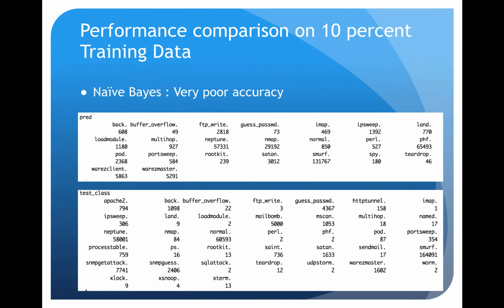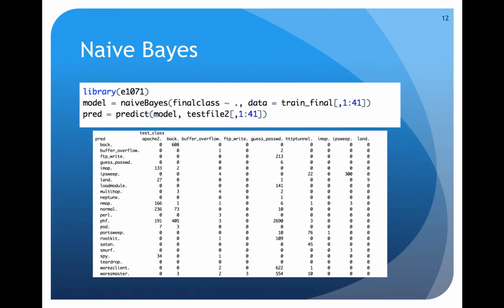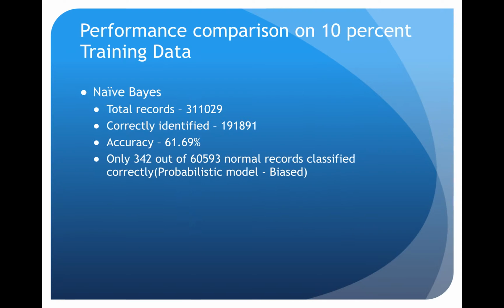I first ran naive Bayes on the 10% training data, and I got relatively poor accuracy. This is the R code snippet for the naive Bayes model, and these are the confusion matrices. To summarize, I could only identify 191891 records correctly with the naive Bayes model, which is about 61.69% accurate. One important observation here is that it only identified 342 out of 60593 normal records correctly. This is because in the data there are more bad records than there are good records, and naive Bayes is a probabilistic model, so it is biased.